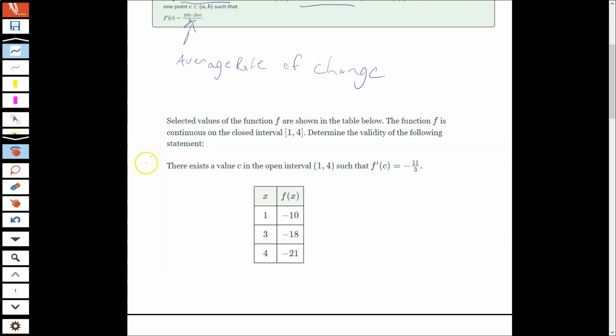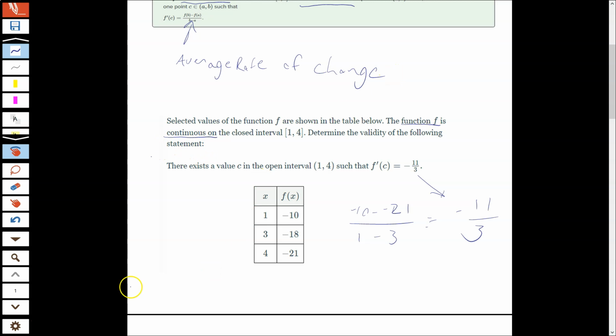So we can take a second to read this one. There exists a value c in the open interval 1 to 4 such that f prime of c equals negative 11 over 3. And you're like, where does this number come from? If I did the average rate of change, I would get negative 11 over 3. So it's saying the derivative is equal to the average rate of change. Now, on first glance, this one sounds pretty good, right? We have the average rate of change equal to the derivative, and it says the function is continuous.